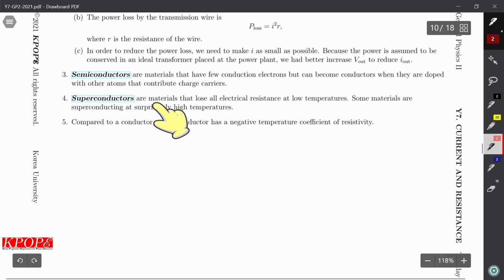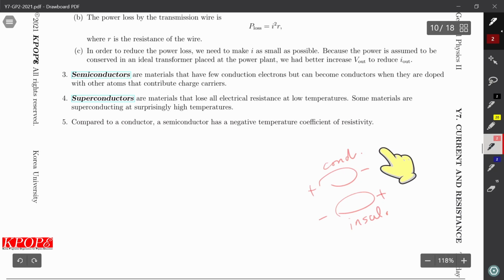There are semiconductors and superconductors. Let us read it through. Semiconductors are materials that have few conduction electrons but can become conductors when they are doped with other atoms that contribute to charge carriers. So sometimes it allows current, but sometimes not. That means there is a polarity. If you apply plus and minus, then the current flows, and apply minus plus, then it does not flow. So case by case, it acts as a conductor or an insulator, there is a polarity. Then it is called a semiconductor.